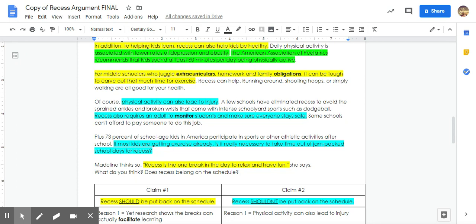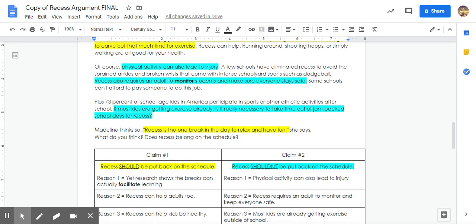We have this piece here. That's not really anything. A few schools have eliminated recess to avoid sprained ankles or broken wrists that come with the intense schoolyard sports such as dodgeball. So I'm going to highlight this part, even though it's a little bit lengthy and kind of wordy. It's just pointing out and explaining that sometimes this physical activity leads to injury, and a lot of schools, or a few schools, I should say, have gotten rid of recess because they just don't want to deal with having these kids get hurt, sprained ankles, broken wrists. I mean, those things do happen.